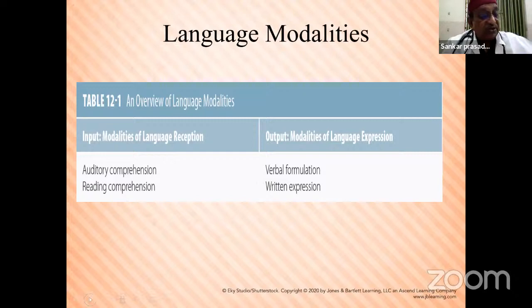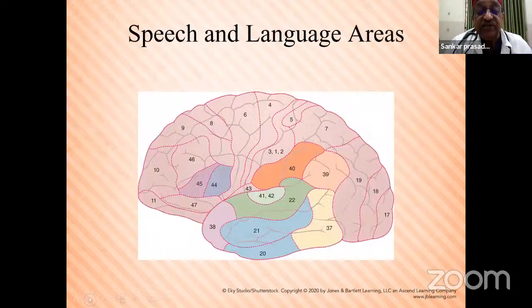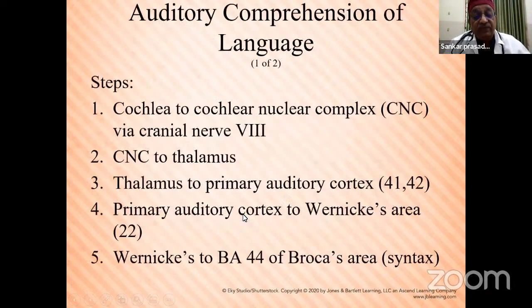And the important areas are the speech and language areas, as you can see: the Broca area, the inferior frontal gyrus, the supplementary motor area, the posterior parietal, and the superior temporal gyrus, and the Wernicke's area 41-42, and the angular gyrus, inferior parietal lobule. These are all the areas that are called the phonological areas. These are the perisylvian areas.